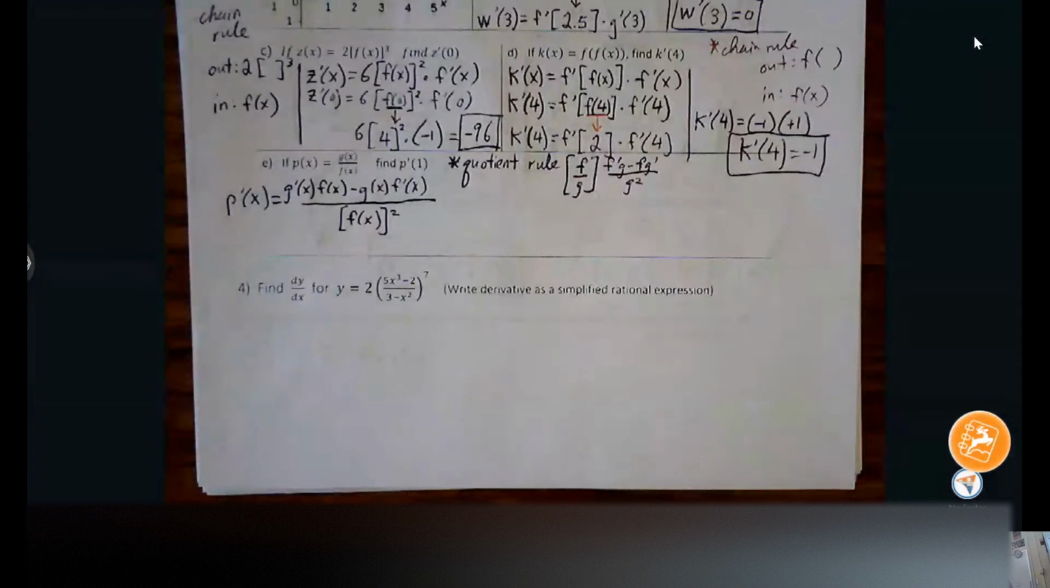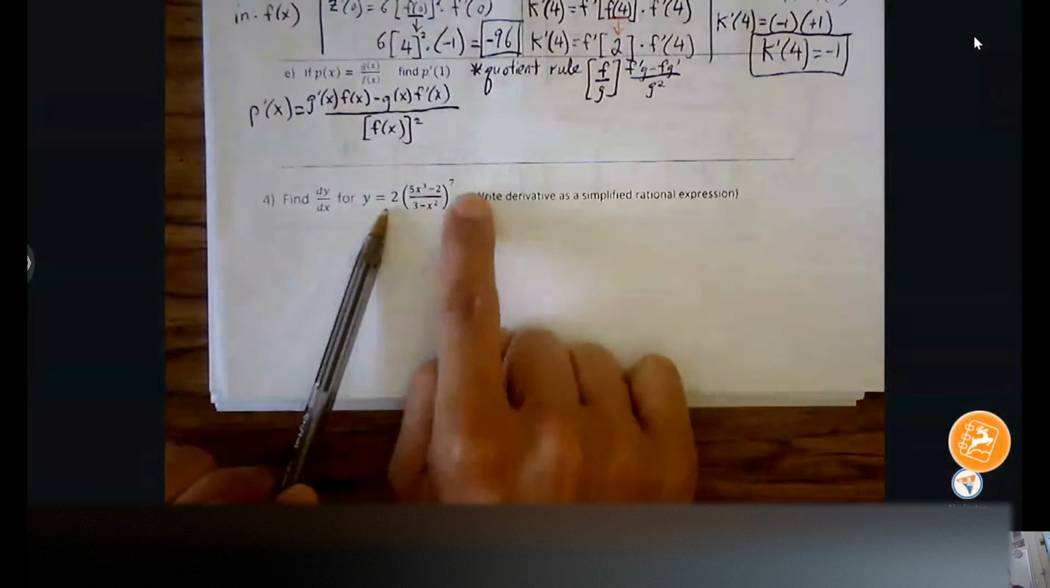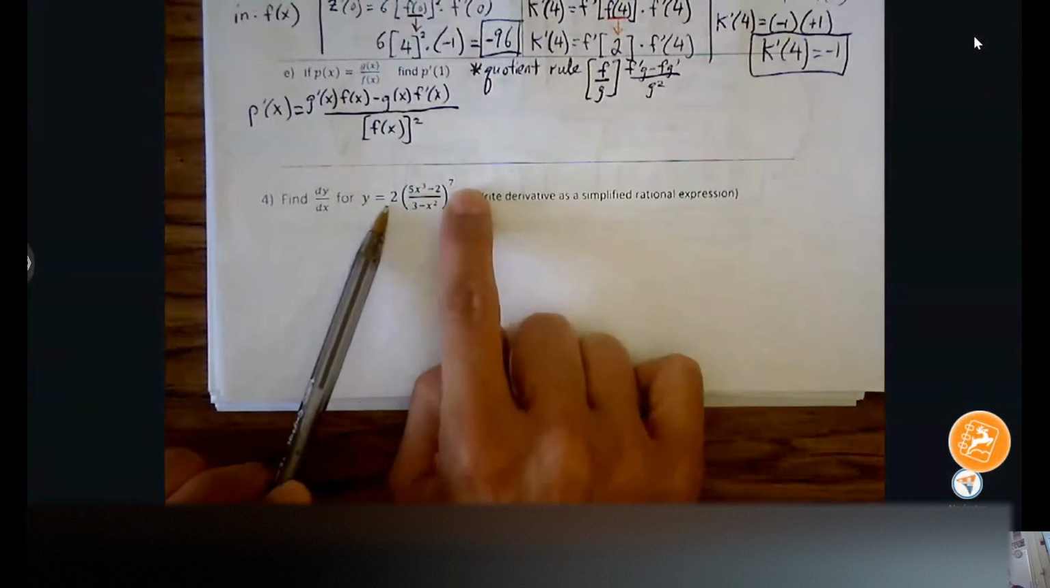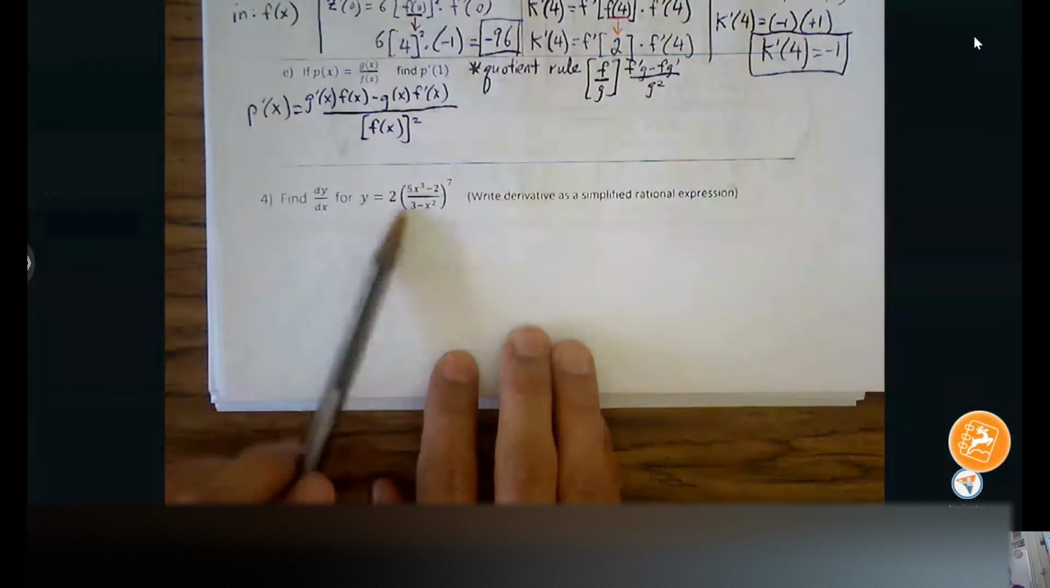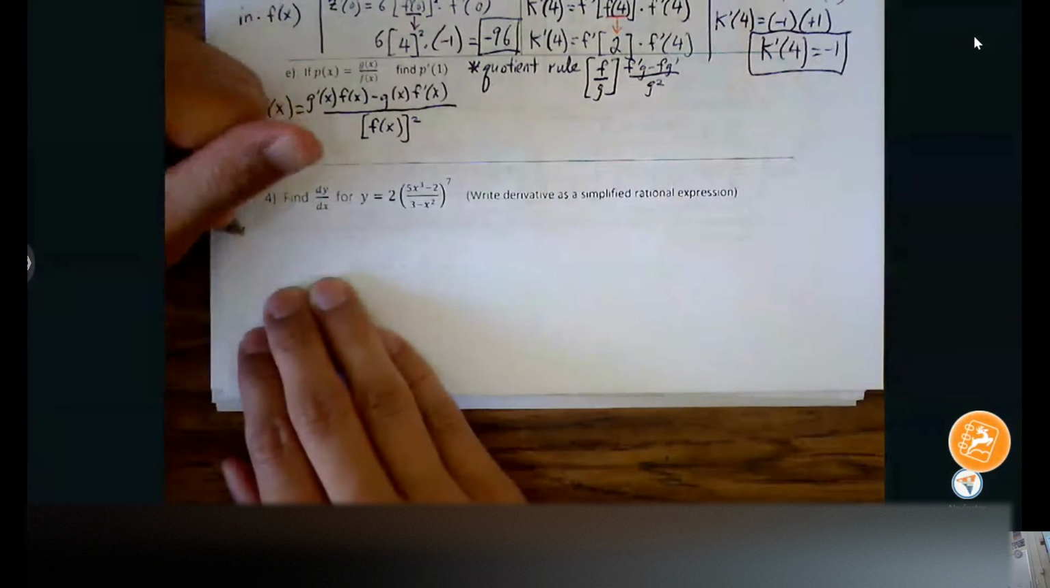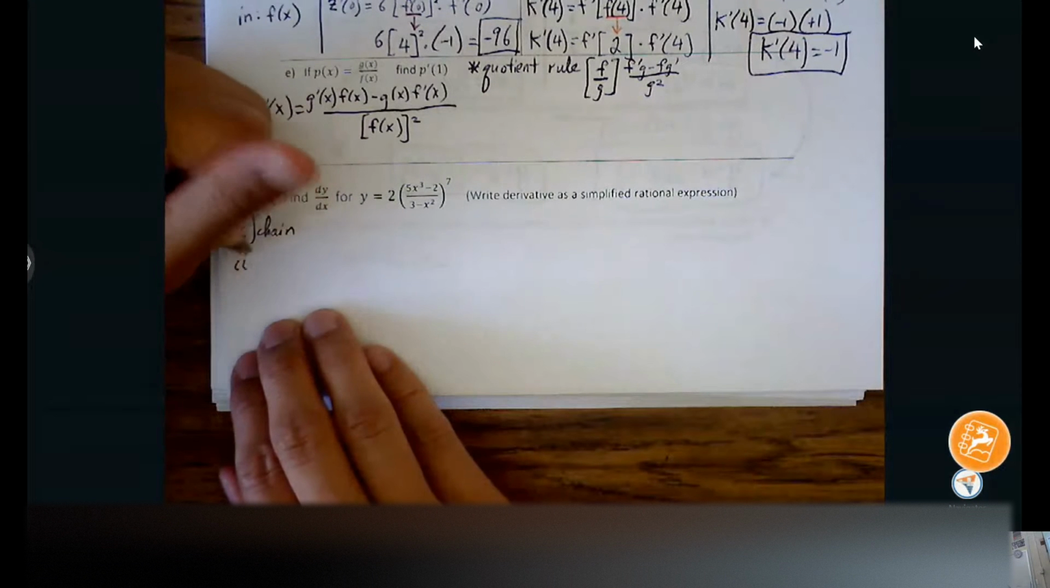Okay, next one. We have a problem here that also is chain rule. You have parentheses with messiness on the inside and exponents on the outside. So we're going to need to set up a couple of things here. First, there's the chain rule portion, but then look at the inside. There's also a quotient rule portion. So we'll do chain, and then within chain, we got to deal with quotient.